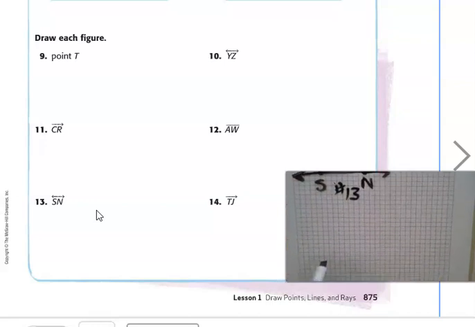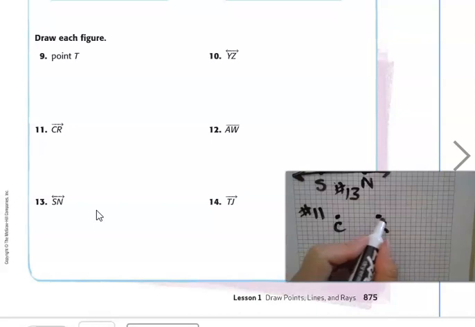If I'm looking at something like number 11, and I see the points C and R, I can draw those points. And I see that there's only an arrow over the R, so I'm going to start the line here and extend it out past the R, just like what's shown on number 11.